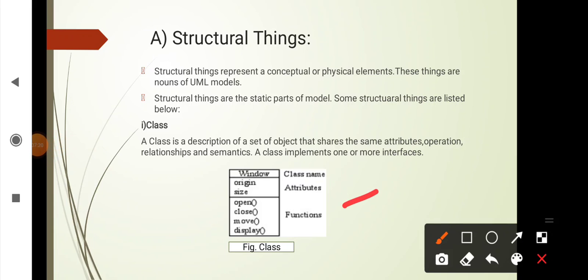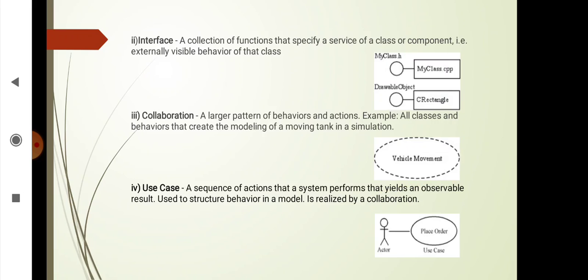For example, window is the class name, then origin and size are the attributes, and some functions or operations applied on this class are open, close, move, display, etc. Graphically, a class is represented with a rectangle, and the rectangle includes the name, attributes, and operations or functions as shown in this figure.